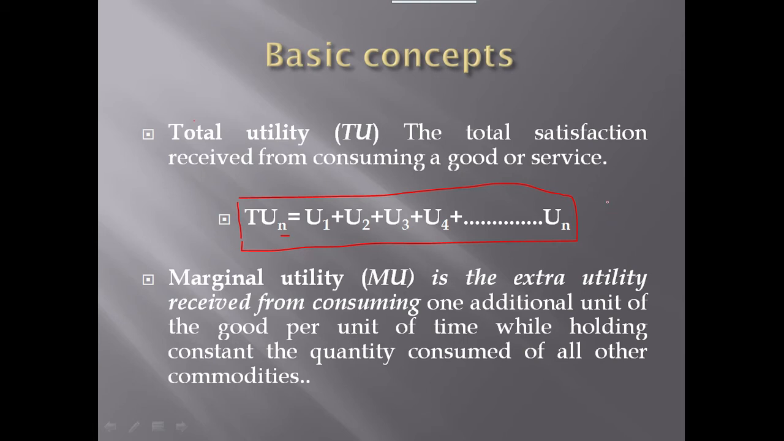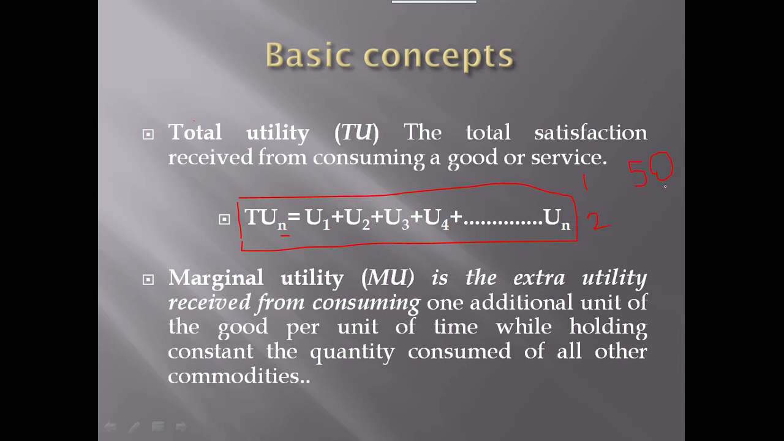Let's suppose an individual is consuming 4 units. From the first unit, the individual receives 50 utils. It means here I am quantifying the level of utility in terms of utils. We are considering the cardinal utility approach. U1 is 50, the utility received from the consumption of the first unit.